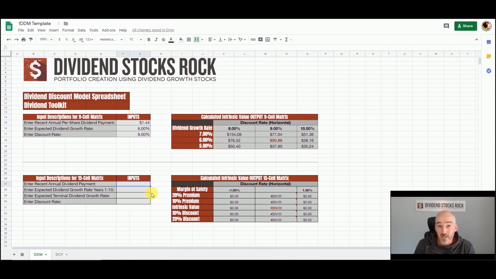The main difference with the 2-level DDM is that you will have a first dividend growth rate for the first 10 years, which will be very close to what's happening right now with the company. And then you will have a terminal dividend growth rate. So that is for basically getting paid forever, so usually we will use a smaller amount right there.